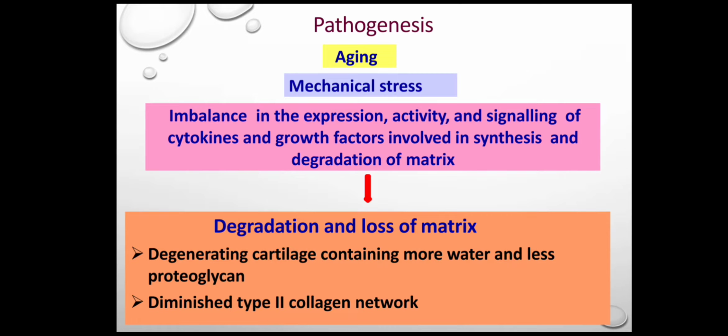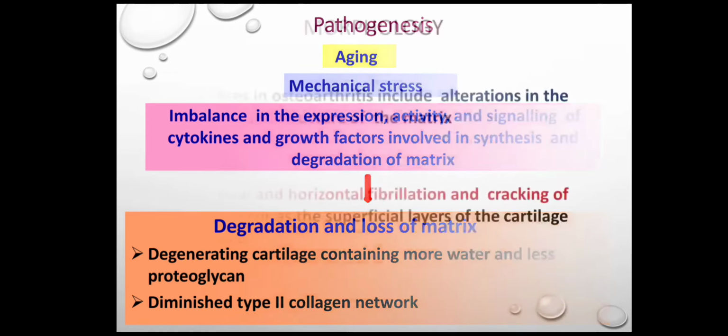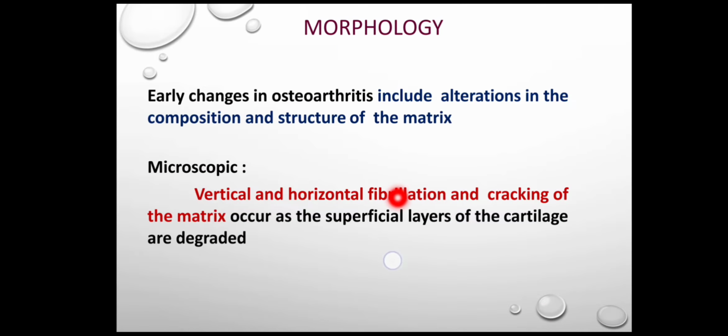So earlier, like in a normal cartilage, there will be 70% of water, 10% of collagen and 8% of proteoglycans. Eventually, there will be degeneration of the matrix leading to more water and less proteoglycans and diminished type 2 collagen. The 10% collagen will be lost completely. So morphologically, grossly what do we see? Early changes in osteoarthritis include alteration in the composition and structure of the matrix.